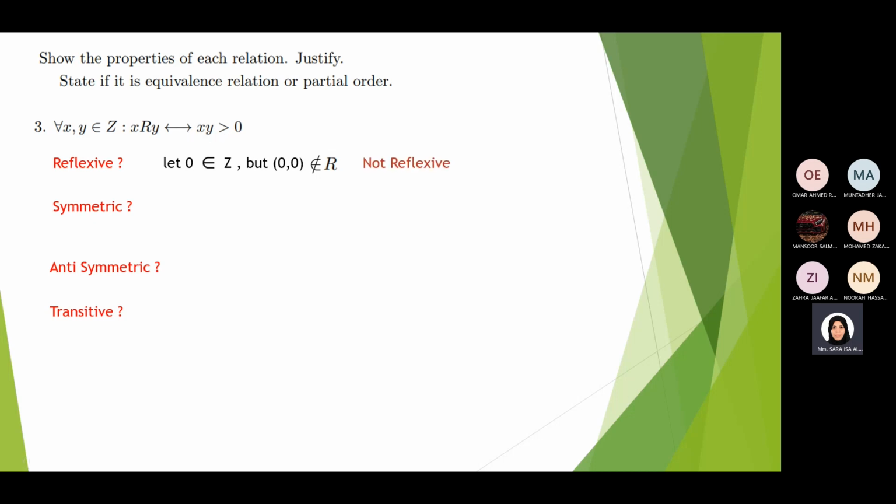Is it symmetric? Meaning if A is related to B, can I conclude that B is related to A? Meaning AB greater than 0, can I conclude BA greater than 0 also? Yes, because it's a multiplication. Same as the summing. So this is true, because if I want to check B times A is greater than 0 from A times B, I can conclude that B times A is greater than 0 because the product is commutative. So it is symmetric.